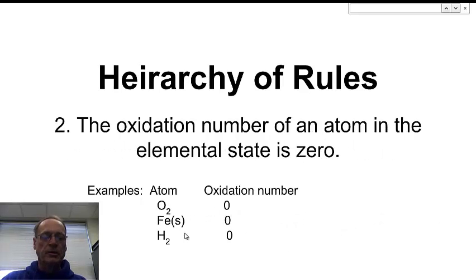Second rule, and this one is always also true, the oxidation number of any atom in the element state is zero. In other words, if you want to assign the oxidation number of oxygen in the molecule O2, it's going to be zero because this is the element, oxygen. It's not combined with any other atoms. Similarly, in iron, that's iron metal, not the ion iron, but iron metal, its oxidation number is zero. And notice that in H2, the oxidation number is zero because that's the element hydrogen. Now if that's H2O, it's not because that's not the element hydrogen. But if it's in the element state, the oxidation number is always zero.